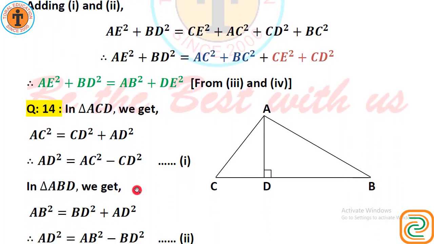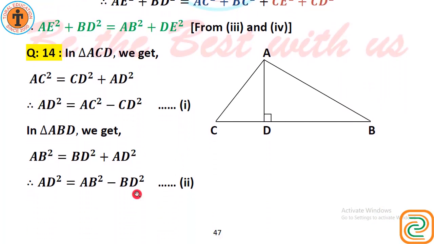Question number 14. First I will read the question. The perpendicular from A on side BC, this side is BC, perpendicular is AD, of triangle ABC intersects BC at D such that BD equals 3CD. Prove that 2AB square equals 2AC square plus BC square.